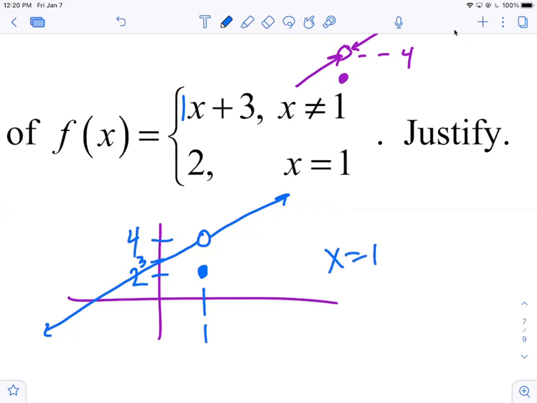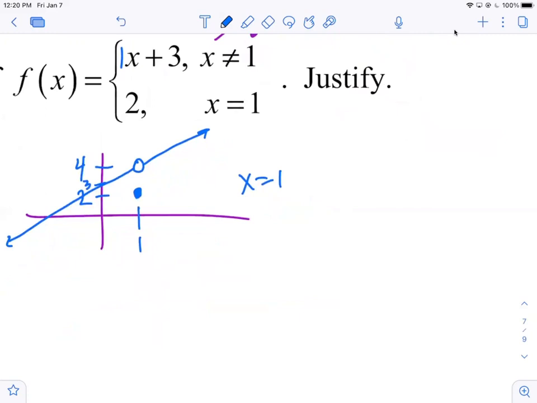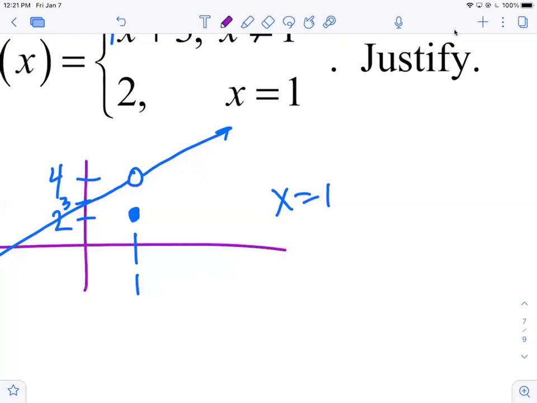Now, if that dot were not there and it were just x plus 3 when x is at 1, then it would not be in the domain. That would not be a critical value. It would be an important value. It's a discontinuity, but the function is not defined there. So whenever it's not continuous, you can't do the first derivative test, okay?